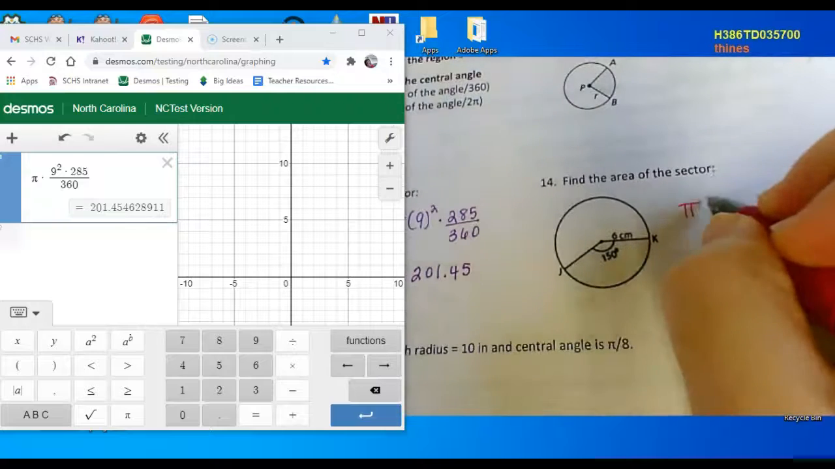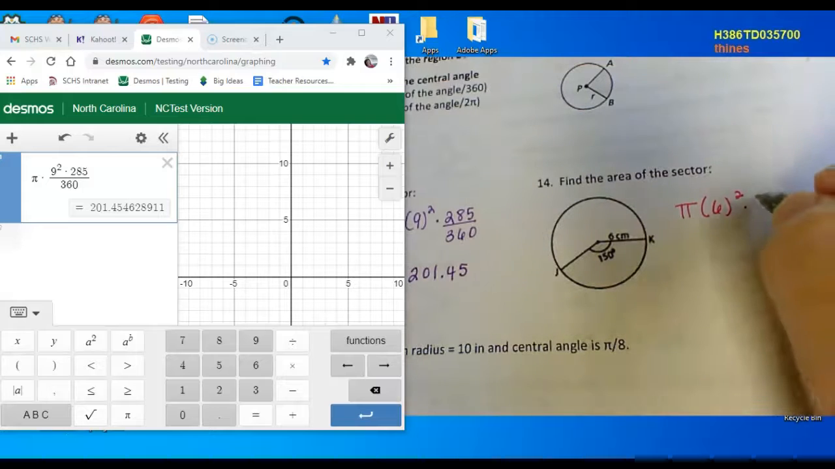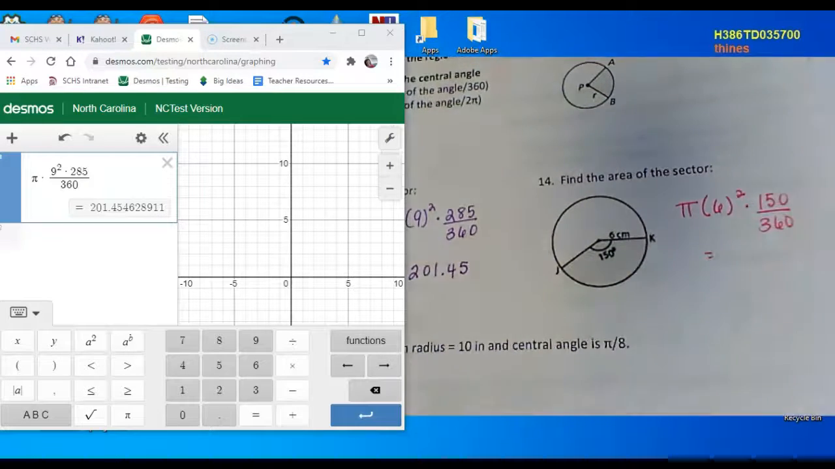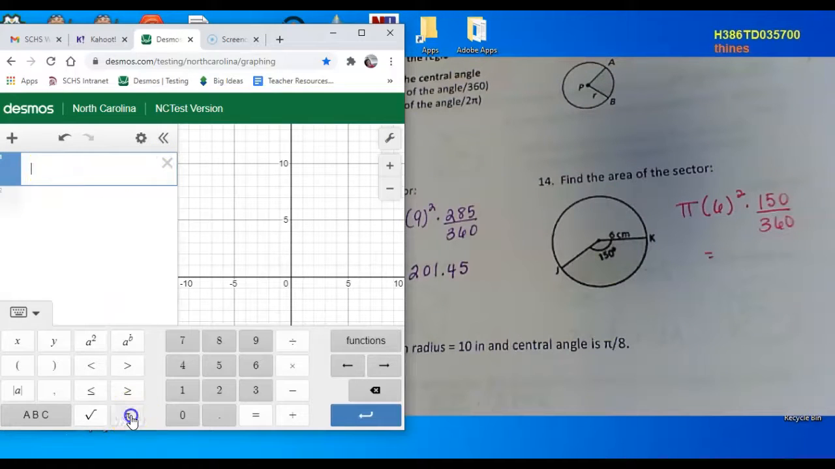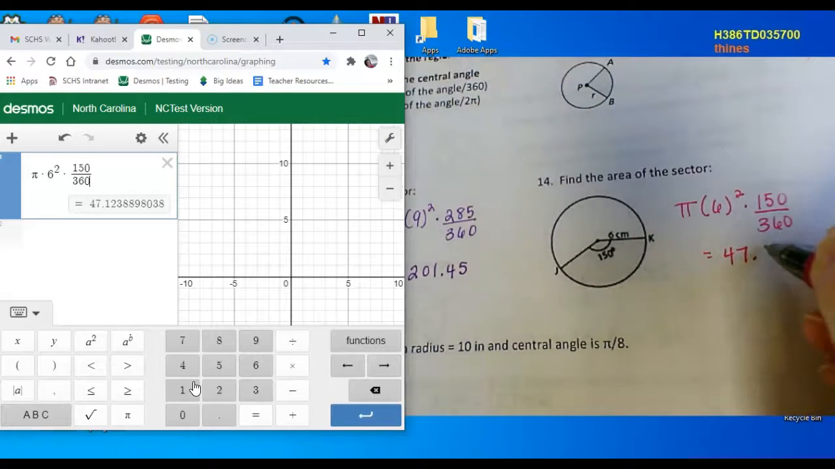Alright, so it'll be pi, our r is 6, so 6 squared. Our angle is 150, so 150 over 360. Put that in. Maybe this time I can put it in correctly. Pi times 6 squared times 150 divided by 360. And so for that sector, I get 47.12.